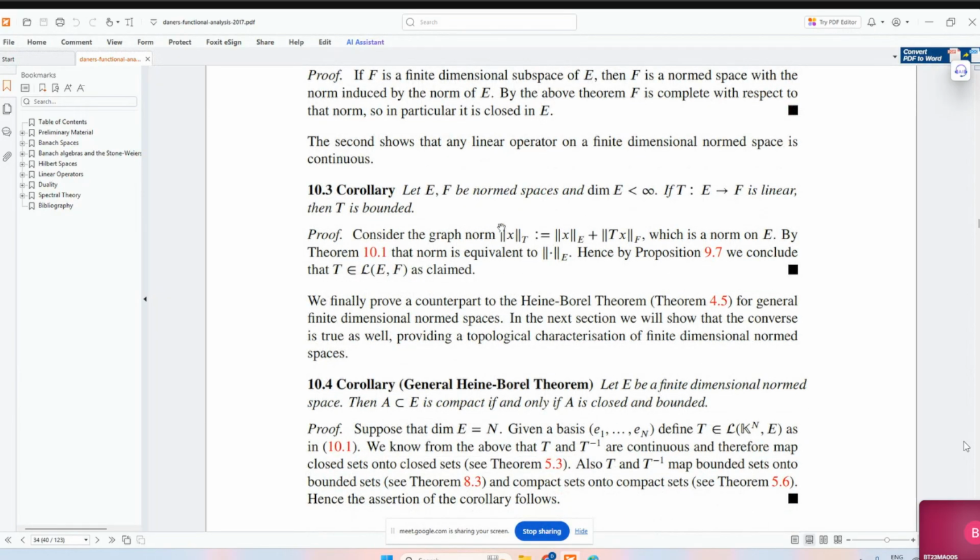The third corollary is 10.3. If E and F are normed spaces and the dimension of E is less than infinity, that is, E is finite dimensional, and T is a linear map from E to F, then T is bounded. That means if you have a finite dimensional space and a linear operator on that, whatever the range is, the function is still continuous. The proof is simple.